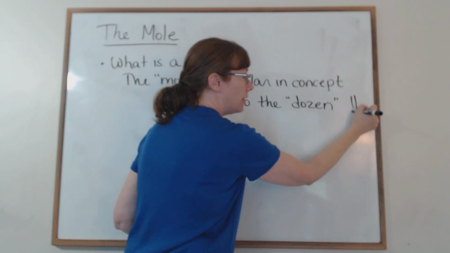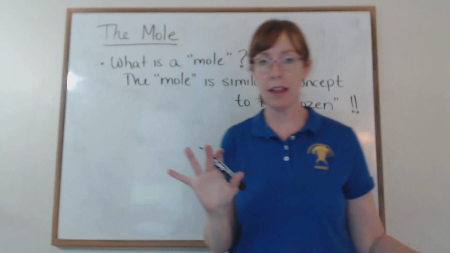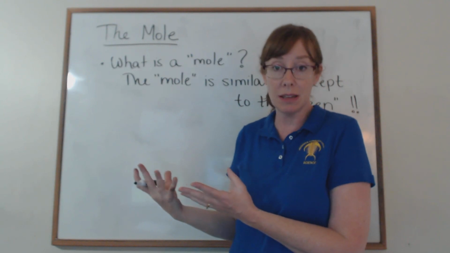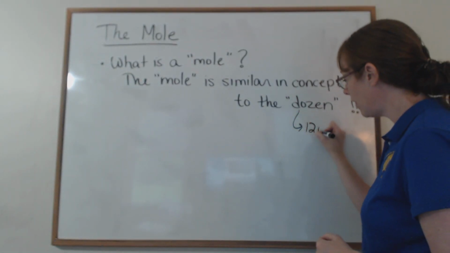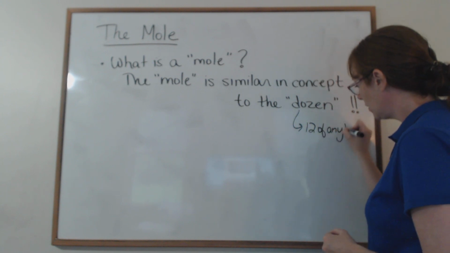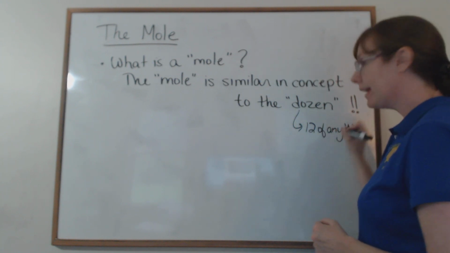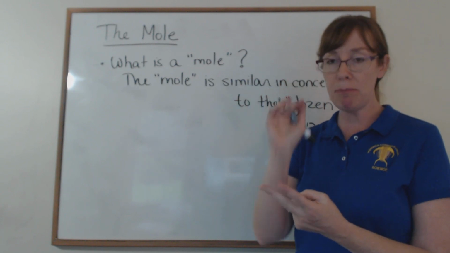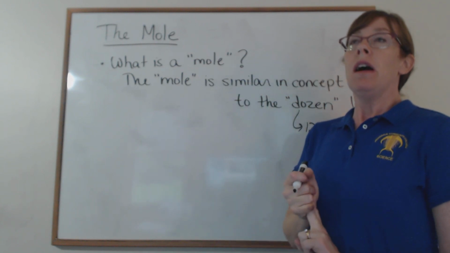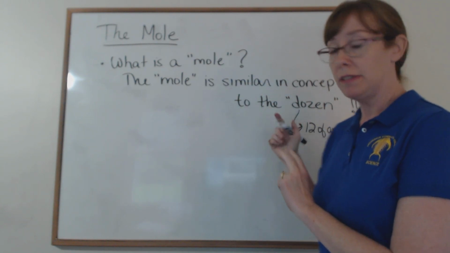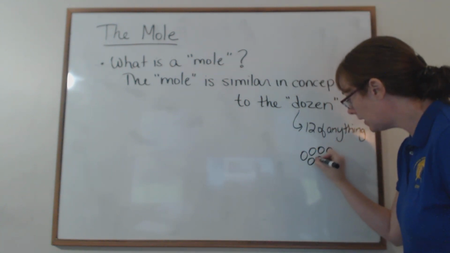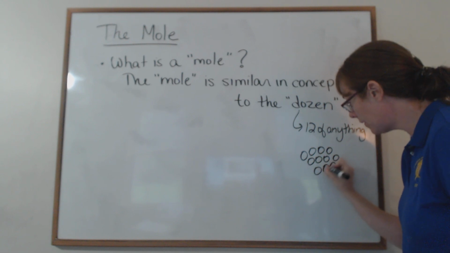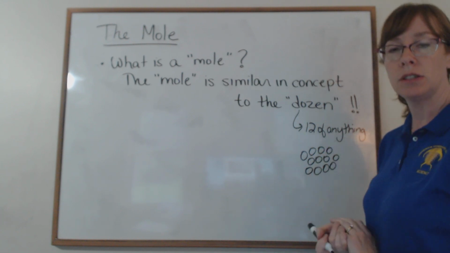Okay, and that is such an important thing to lay as groundwork, because everybody knows what a dozen means. A dozen is just representing 12 of anything. I can count donuts by the dozen. I can count pencils by the dozen. You're just counting 12 of something. So I'll just do 12 circles. 1, 2, 3, 4, 5, 6, 7, 8, 9, 10, 11, 12. There you go, a dozen circles.